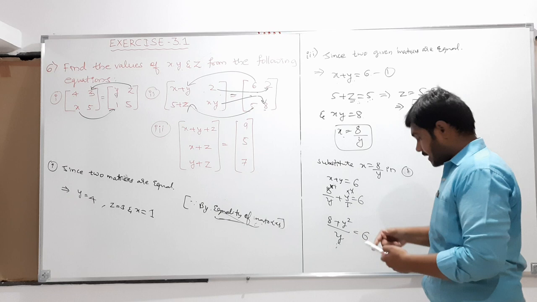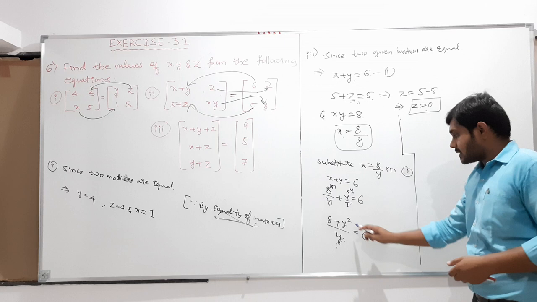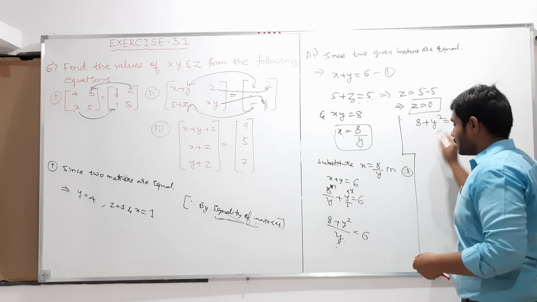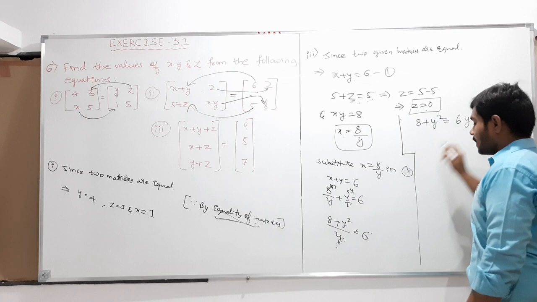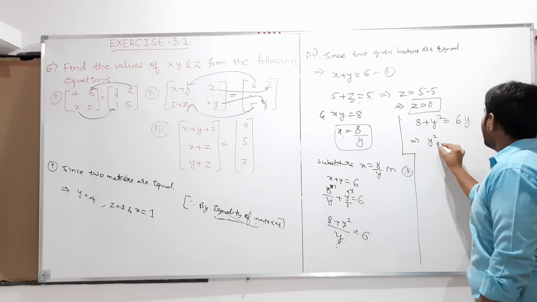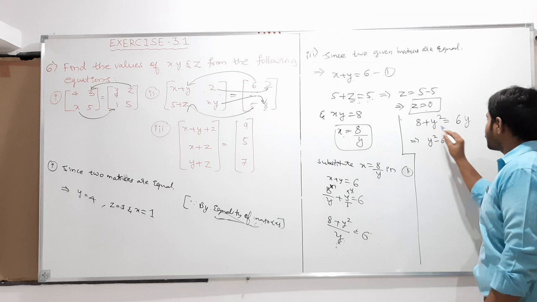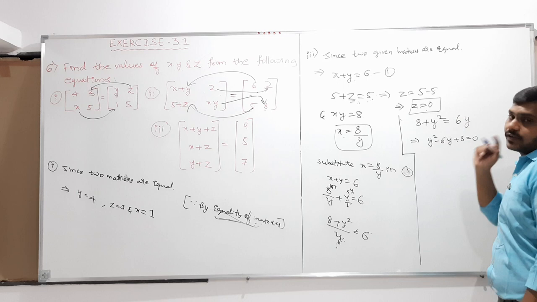And next here, shift this y to this side. If I shift this y to this side, that will become 8 plus y square equals 6 into y; the y goes to the numerator, that will become 6. And now my dear students, 6 into y, 6y. This implies y square, this 6y I'll take to this side; if I shift it, that becomes minus 6y, and plus 8 equals 0, because I took 6y here, and no elements remain, so I substitute 0.